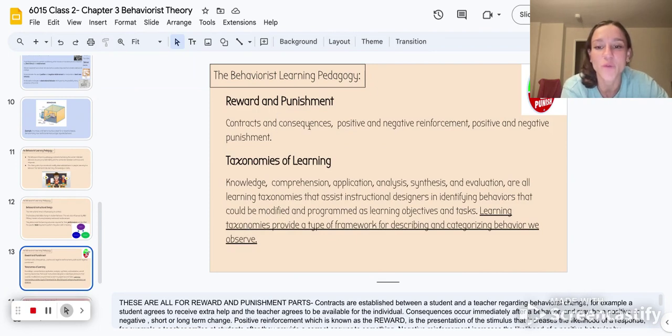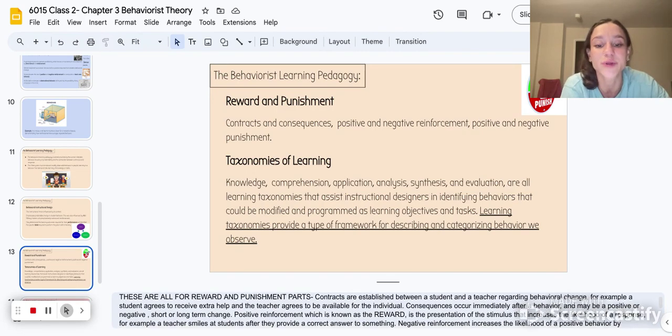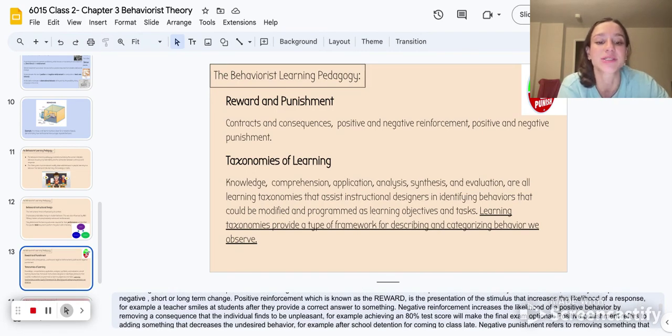Okay, and here we are for reward and punishment. Contracts are established between a student and a teacher regarding behavioral change. For example, a student agrees to receive extra help, and the teacher agrees to be available for that individual. Consequences occur immediately after behavior, and that may be positive or negative, long or short-term change. Positive reinforcement, which is known as the reward, is the presentation of a stimulus that increases the likelihood of a response. For example, a teacher smiles at students as they provide correct answers.